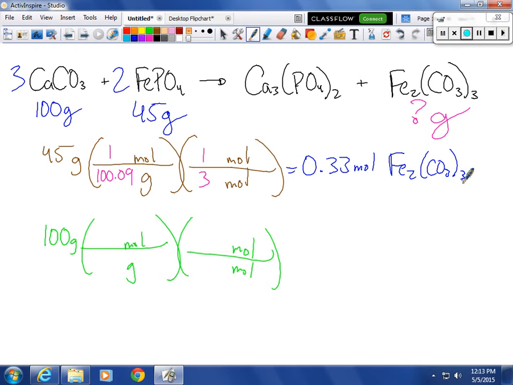Did I do that wrong? Got those backwards. All right. Yep. See, that's why you write stuff down. I got the numbers wrong. It's 100 grams on top. That makes it 0.33. See? Prime example of why we write stuff down. Way less confusing when I write them.